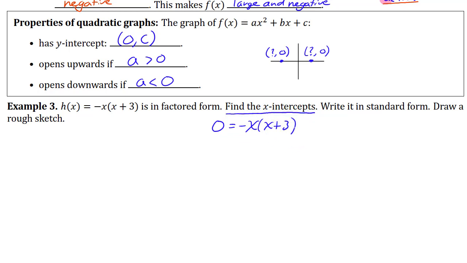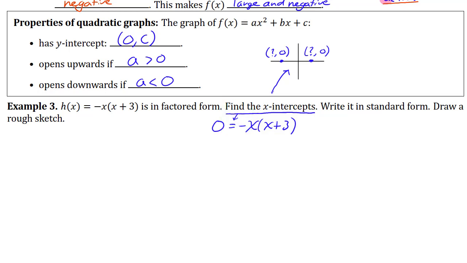So whatever values of x we get that make this equation true are going to be values of x that make the whole thing equal to 0, that make the result equal to 0, which gives you a point on the x-axis. Okay, so how do you solve this?